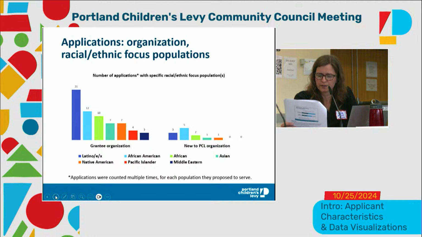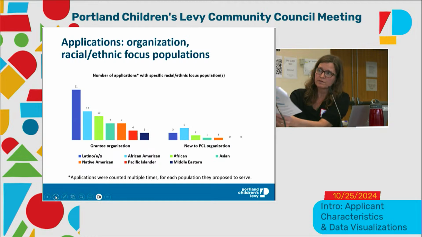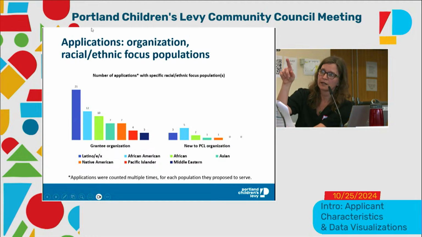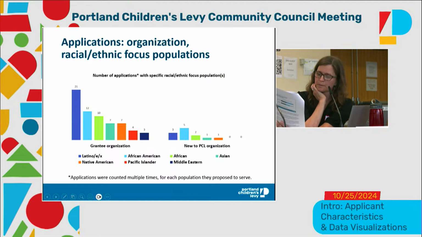For example, there were 10 applications from grantee organizations that proposed to serve children who identify as African. They may have proposed to serve other populations as well, and they would have been counted in the other bars. But there were at least 10 that proposed to serve children who identify as African. And there were 2 applications from organizations that were new to the levy that proposed to serve that same population. Keep in mind that legally all programs are open to anyone.